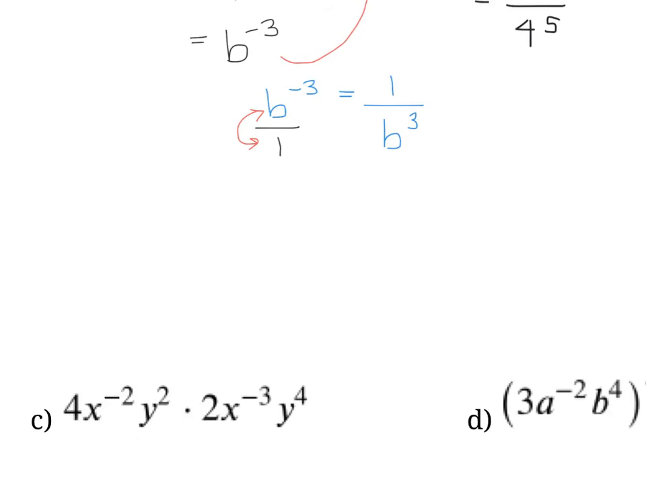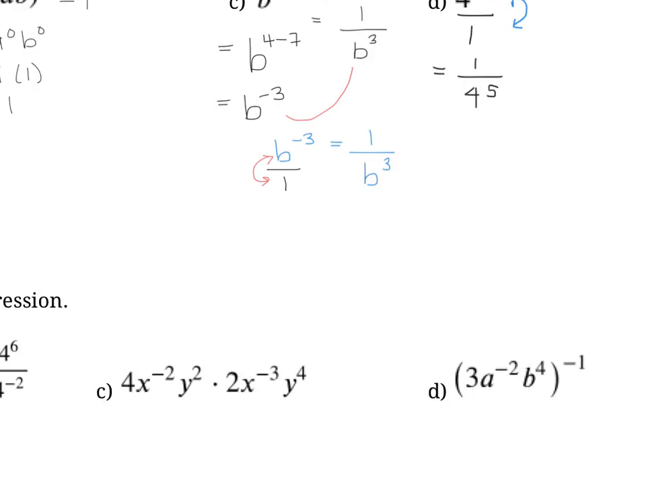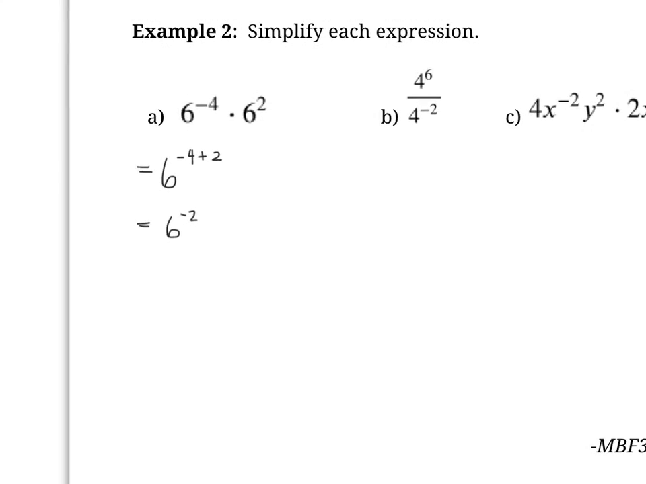So if you remember this example here, if we have a negative exponent, we got to make it into a fraction, if it's not already one, flip it, and make that exponent positive. So let's go ahead and use that for this example right here.